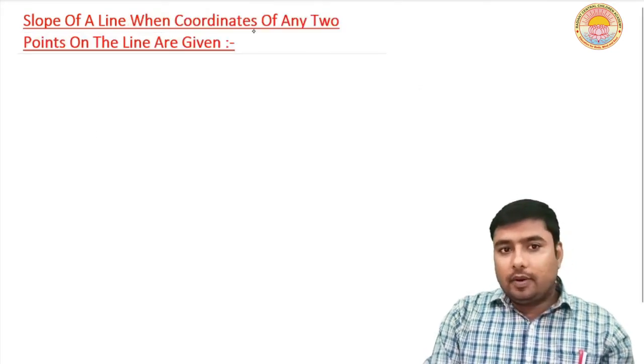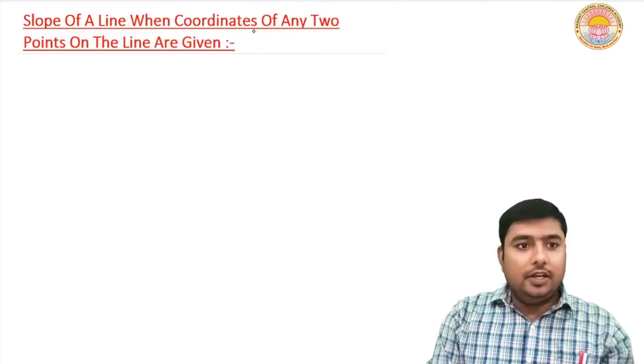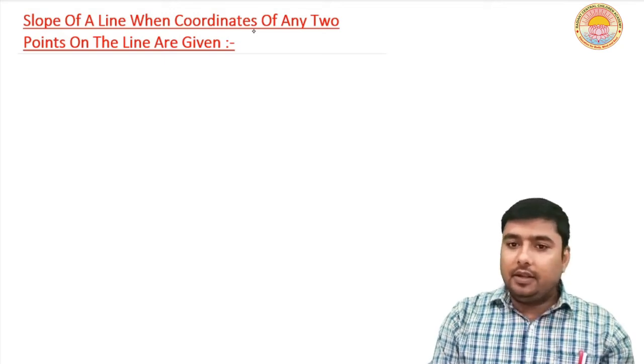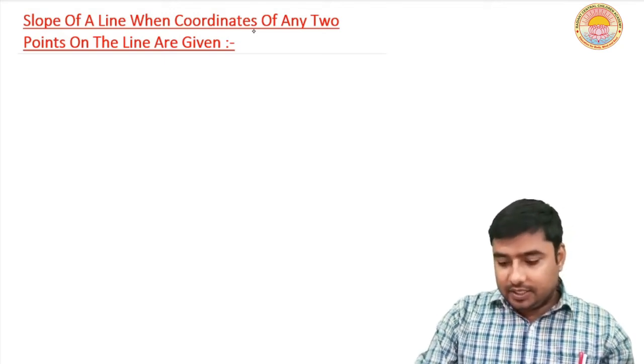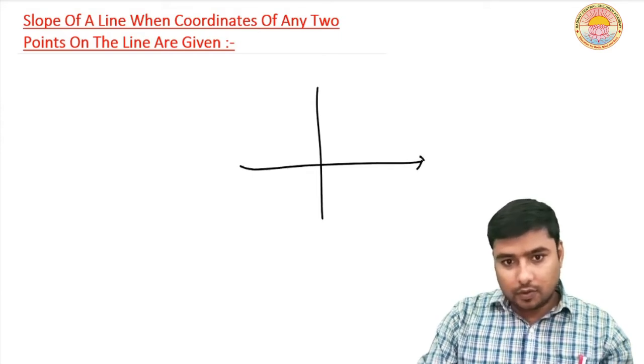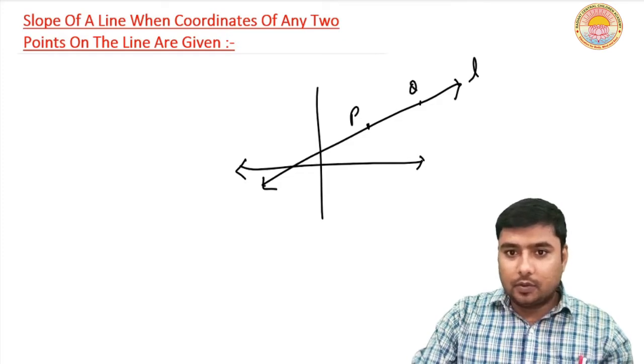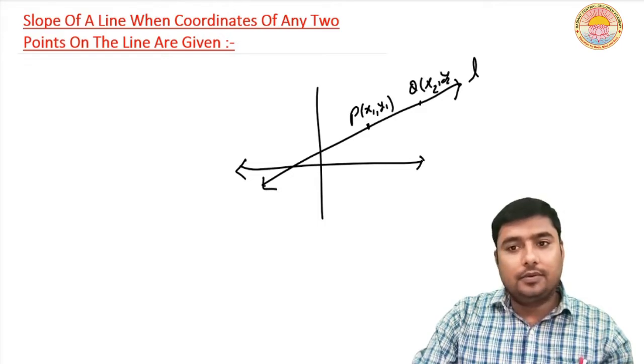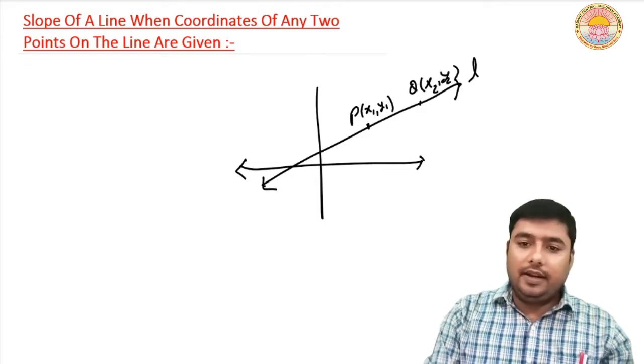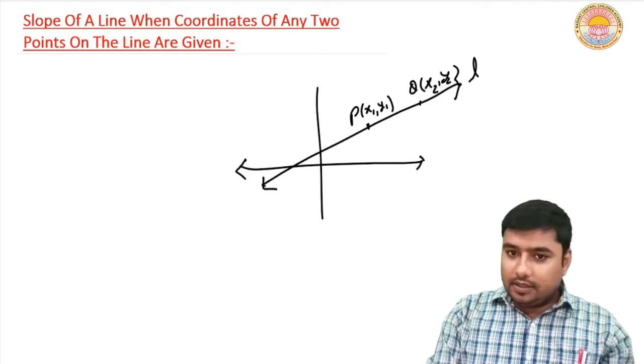Now the slope of a line when the coordinates of any 2 points on the line are given. Suppose this is a line L, and one point is P and another point is Q. The coordinate of P is x1, y1, and the coordinate of Q is x2, y2. Then we want to find the slope of this line L.